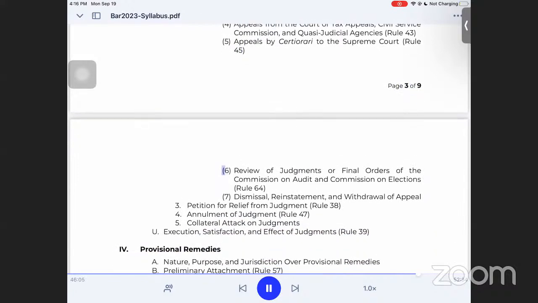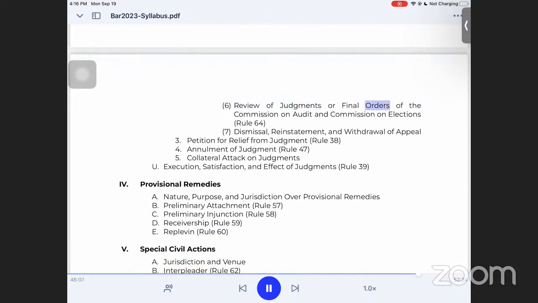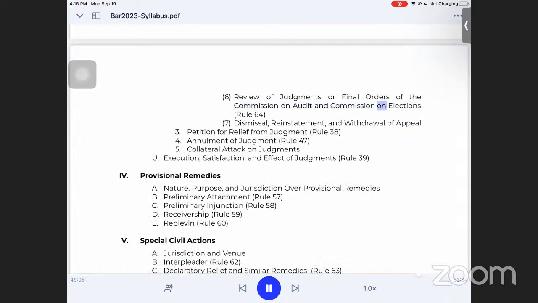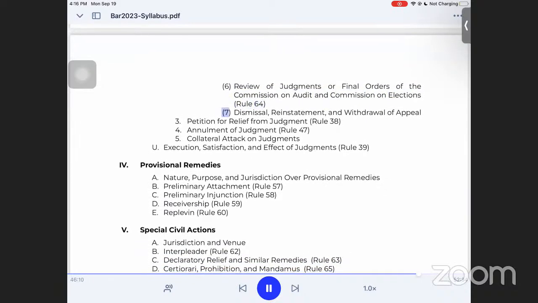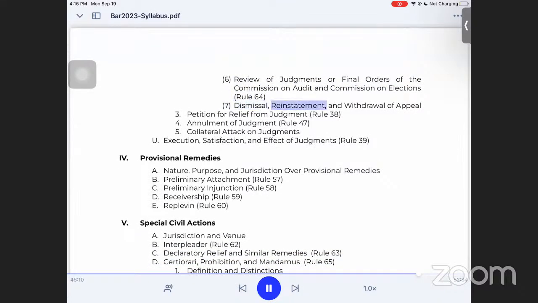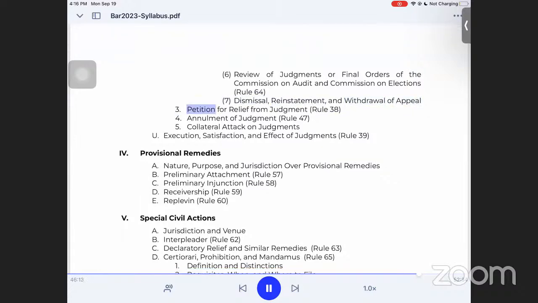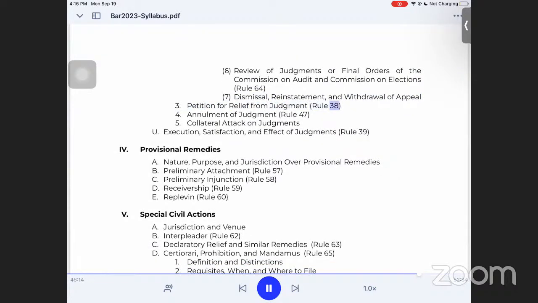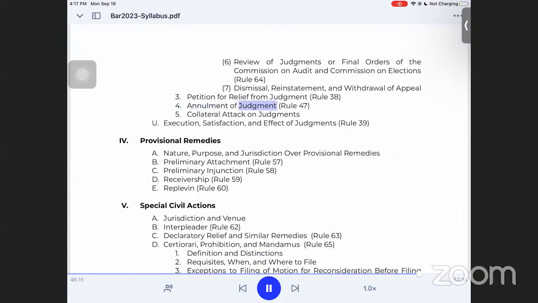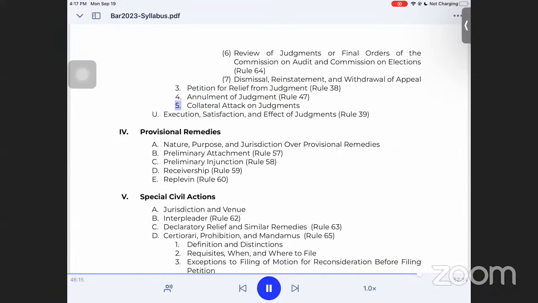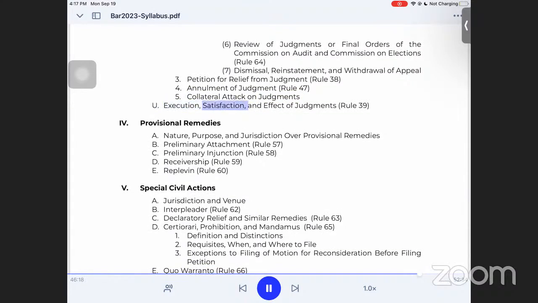Page 3 of 9. 6. Review of judgments or final orders of the Commission on Audit and Commission on Elections, Rule 64. 7. Dismissal, reinstatement, and withdrawal of appeal. 3. Petition for relief from judgment, Rule 38. 4. Annulment of judgment, Rule 47. 5. Collateral attack on judgments. G. Execution, satisfaction, and effect of judgments, Rule 39.